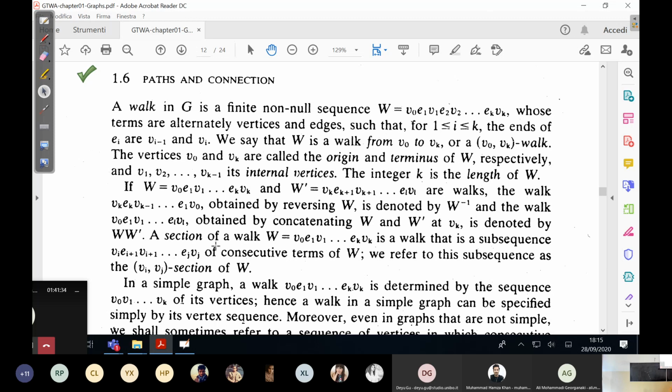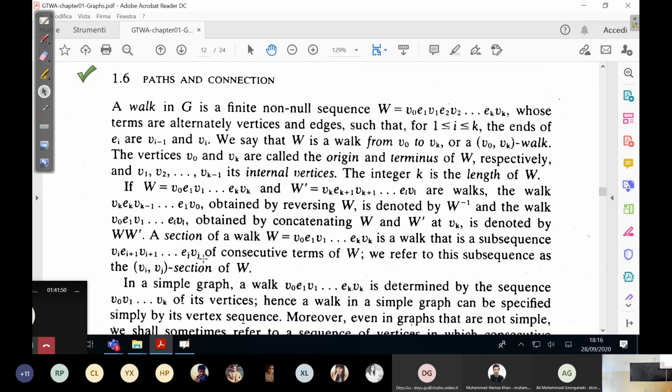Okay? What is a section of a walk? It is a walk which is just a subsequence of consecutive terms of W. And we call it v_i v_j section, where v_i and v_j are respectively the first and the last vertex in this subsequence.